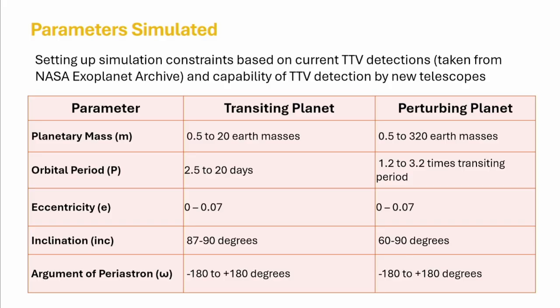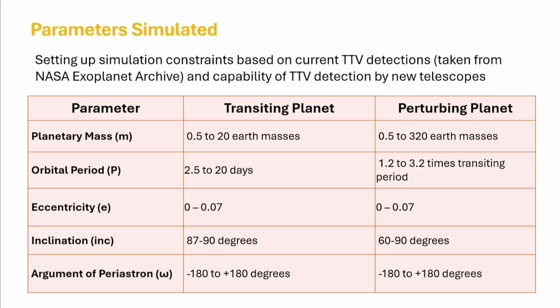For example, for the transiting planet, the planet we're able to observe, I constrained its mass to 0.5 to 20 Earth masses. And for the perturbing planet, a planet that may not be transiting, I constrained it to 0.5 to 320 Earth masses. And I did the same for orbital period, eccentricity, inclination, and argument of periastron.